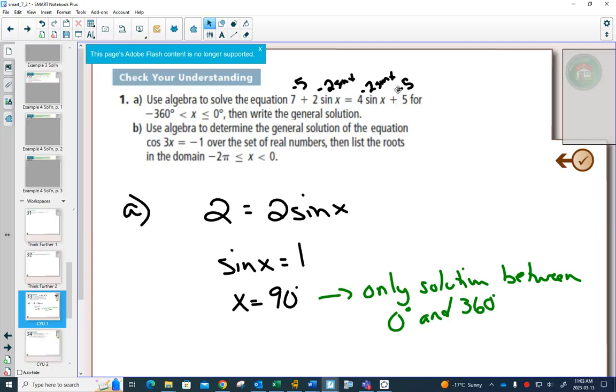But when I look at this question, what domain did they give us? They said, solve it between negative 360 and 0. So they're asking us to solve once around in the negative direction. So our answer is not in the domain. So I'm going to put a little red line through it. What should the answer be? The answer should be negative 270 degrees.